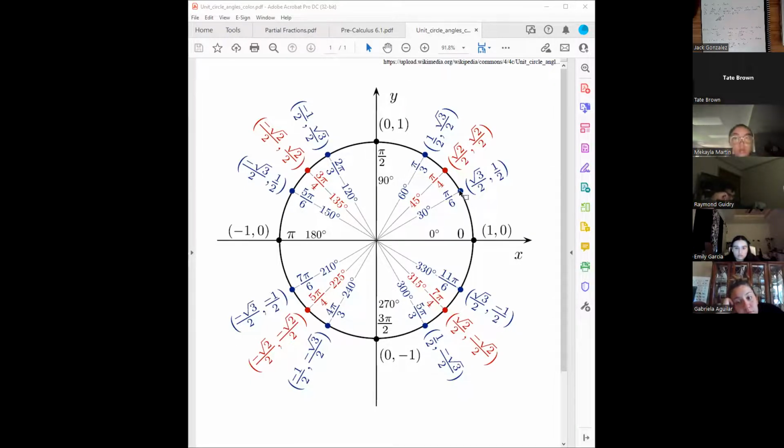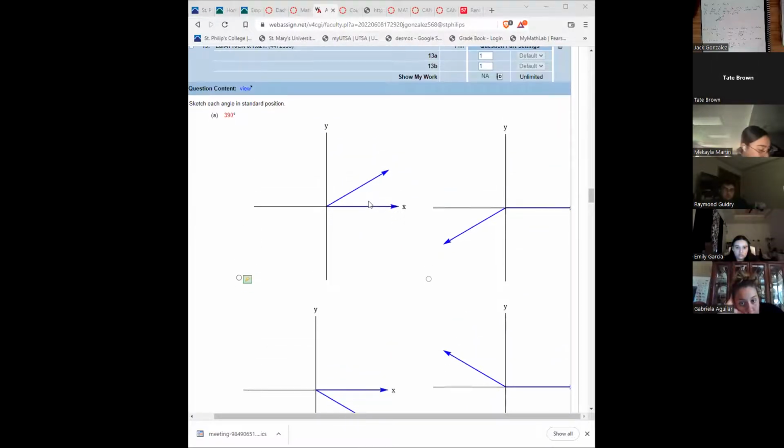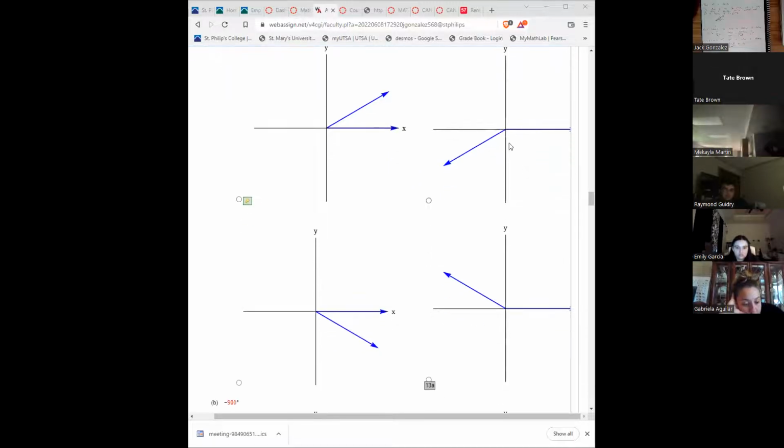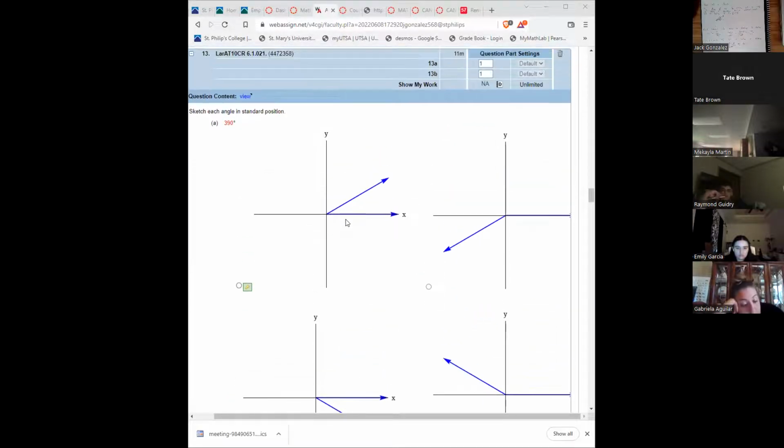Does that make sense? Do you see that 390 is equivalent to 30 degrees? Because you can just keep going around forever. So if your angle is bigger than 360, subtract 360 and see what the correct angle is. Okay. Back to the question. 390 is going to have to be this one, right? Because this is negative, negative. That one's way too big. Has to be A again. Is there any questions on that idea?